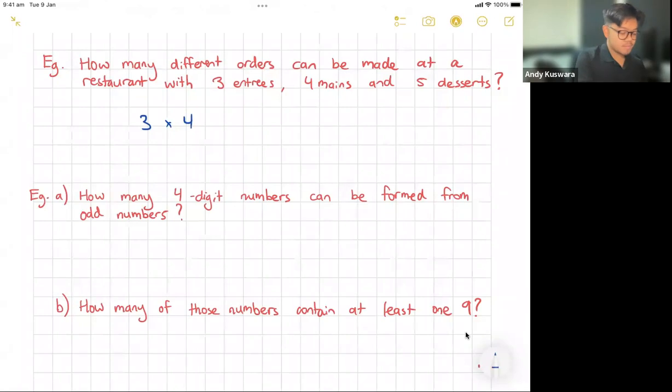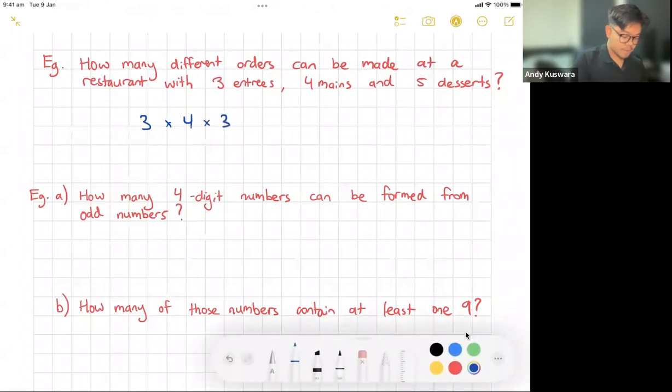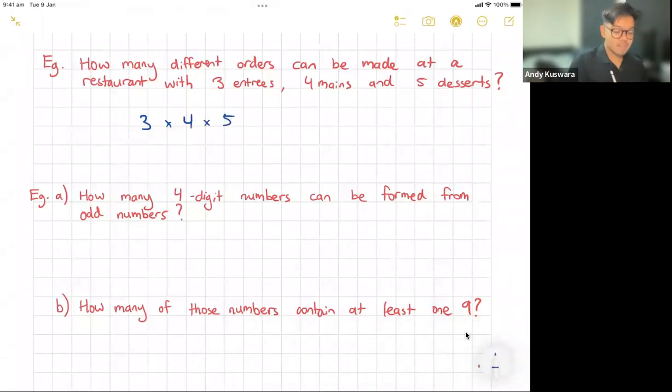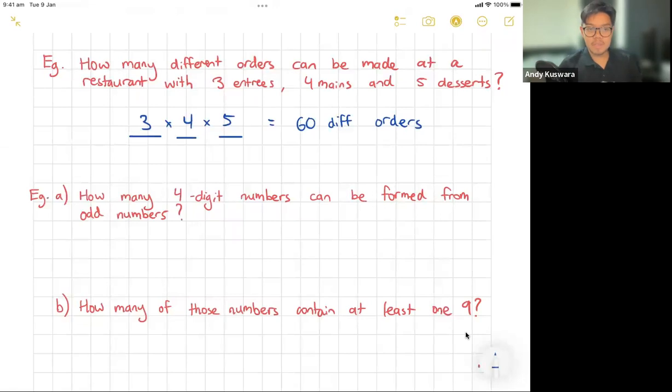And stage 3, there's 5 desserts. So it's basically 3 entrees, 4 mains, 5 desserts. Those are my 3 stages. So all I need to do is multiply them together. Some people do boxes, I just do lines. So 3 entrees, 4 mains, 5 desserts. Multiply that together, and I should have 60 different orders. Hopefully that makes a little bit of sense.